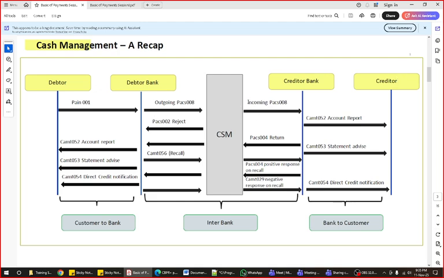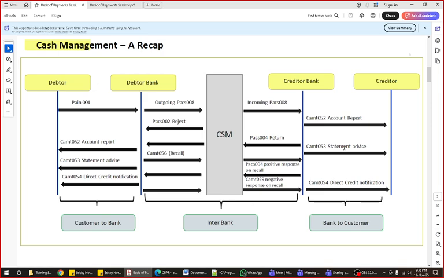Okay, it is an incoming packet message. It will go to the creditor bank, and the creditor bank will credit it to your account here. But this is all in layman's language, where you are getting an SMS on this.